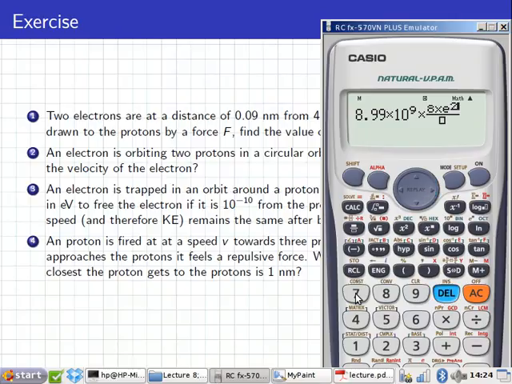2e times 4e over the distance squared. Okie dokie? Yeah. This is the force for part 1.